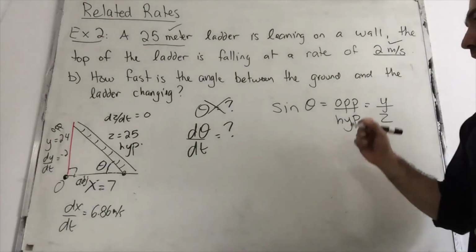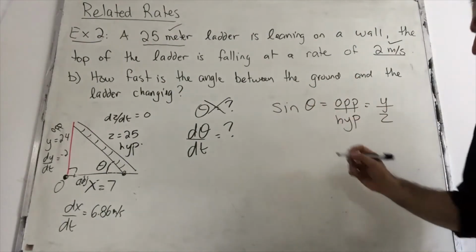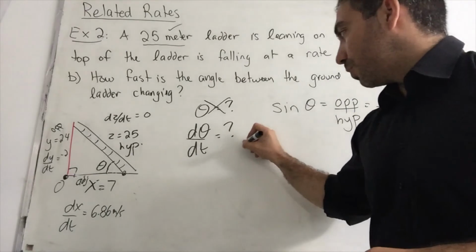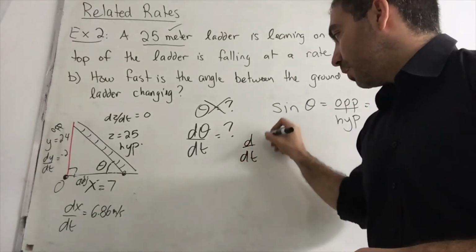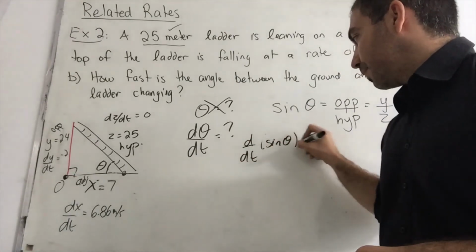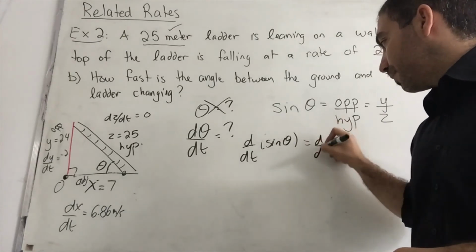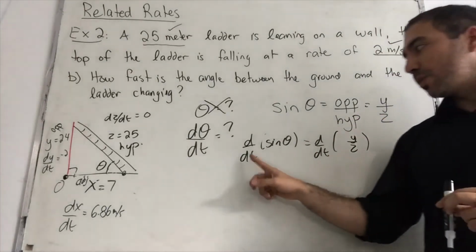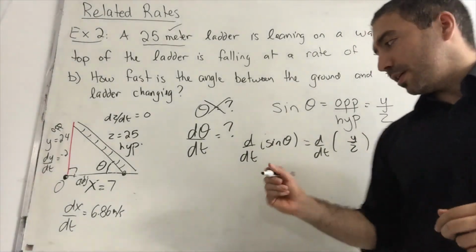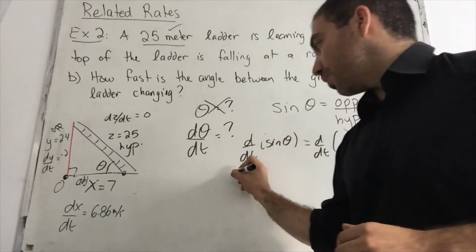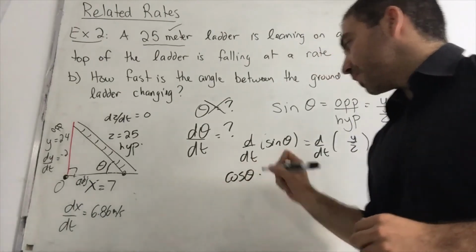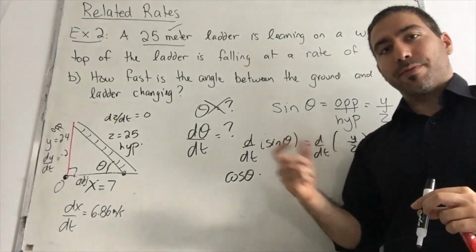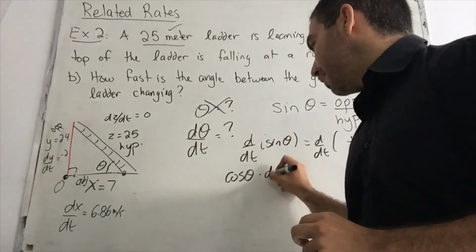So let's go ahead and we have our equation. Let's take the derivative with respect to time on both sides. So we're deriving d/dt of sine theta, and that's equal to d/dt of y over z. So the derivative of sine theta with respect to t is cos theta, times, since theta and t are two different variables, we're multiplying by d theta/dt.